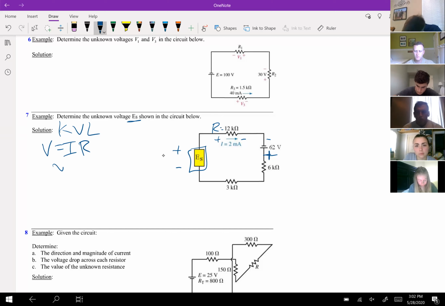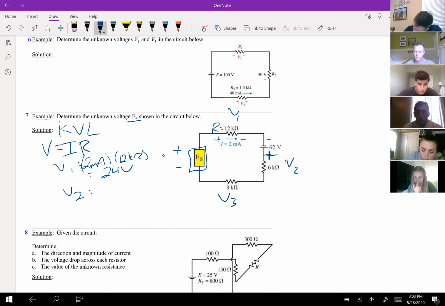So for the first one, I'll just label these V1, V2, and V3. For V1, we have 2 milliamps. That's the current flowing through it, times R, 12 kilo ohms. That comes out to 24 volts. V2, we repeat the process. We have 6 times 2 is 12 volts. V3, we have 3 kilo ohms, so 2 times 3 is 6 volts.